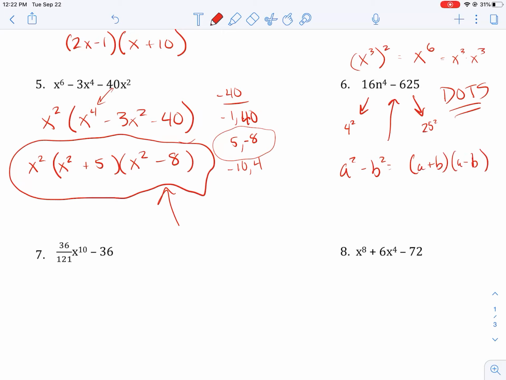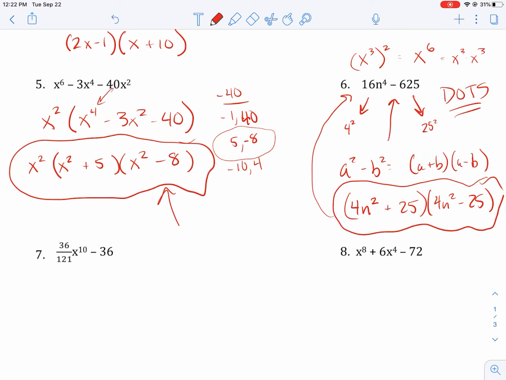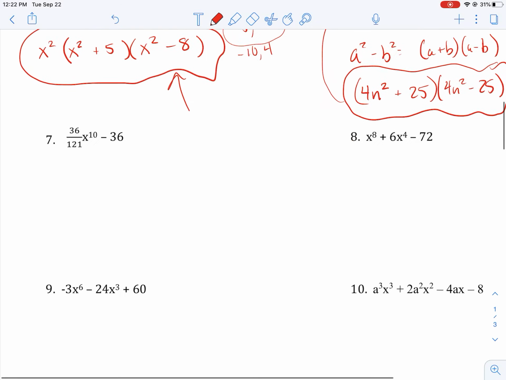Right, so in this case, our a is going to be 4. Don't forget our n, so n squared, right? We're going to just break that in half. So 4n plus 25, and 4n squared minus 25. All right? And this will get you back to the original. These are the factors. 16n to the 4th minus 625. Okay. You keep going here.